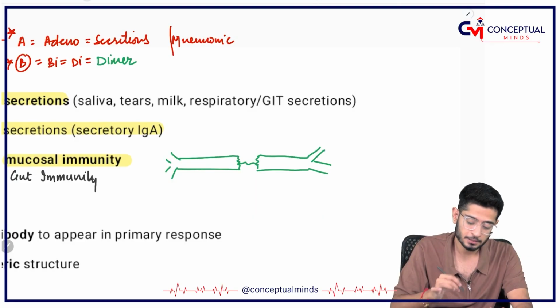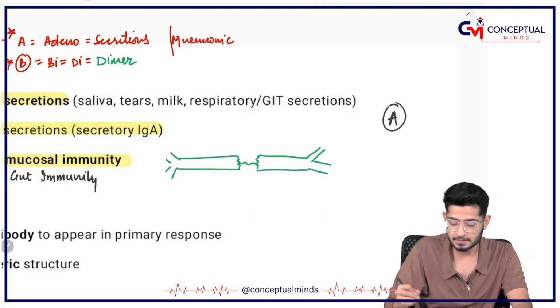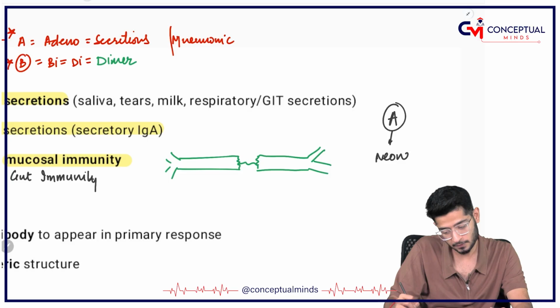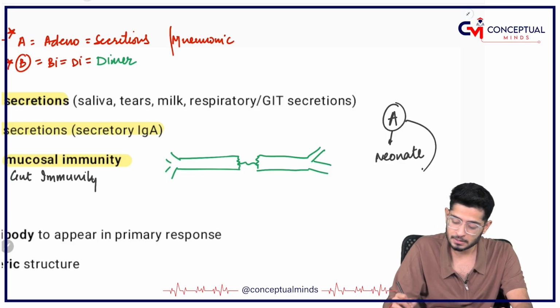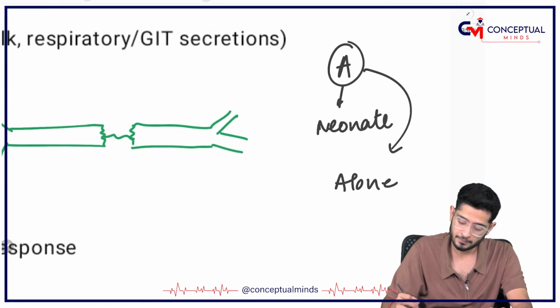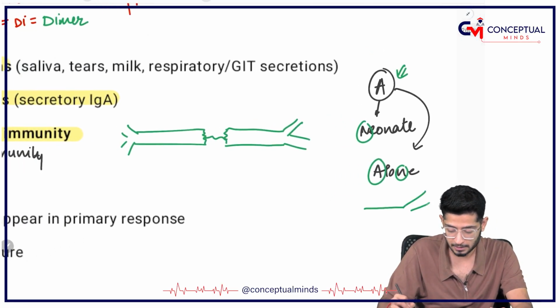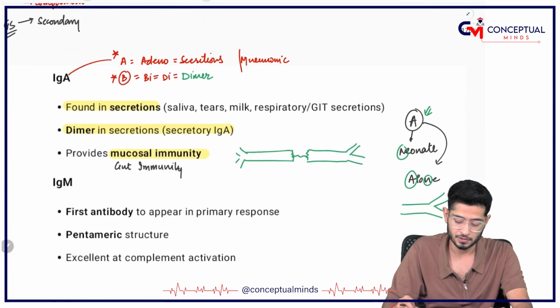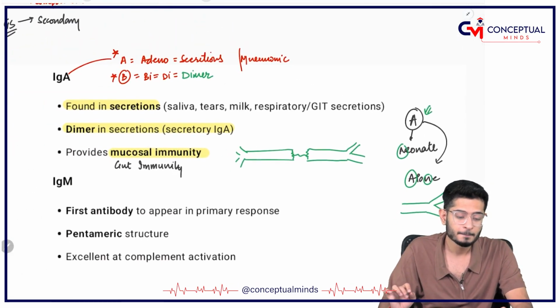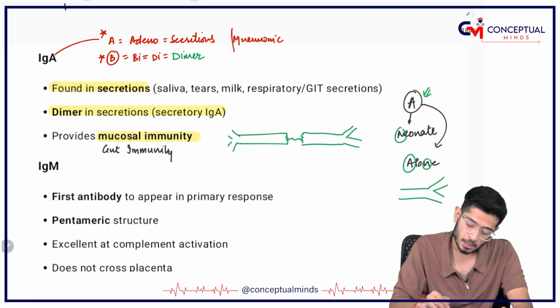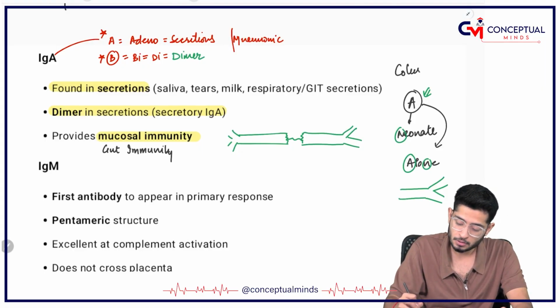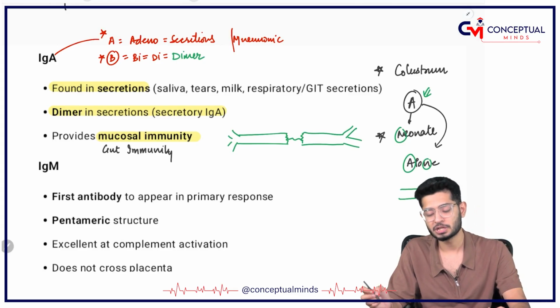But one thing I would like to tell you, the A one is the neonatal one also. So it is found in the neonate also, but it is going to be found alone in the neonate. If you write alone, A for IgA, N for neonate, so it is found alone in the neonate like this. There is no dimer in this. And it is found in the colostrum, as in the neonate also.